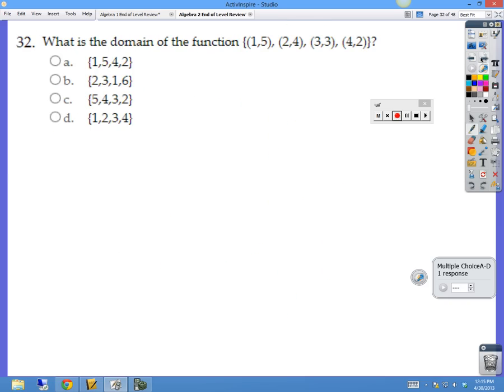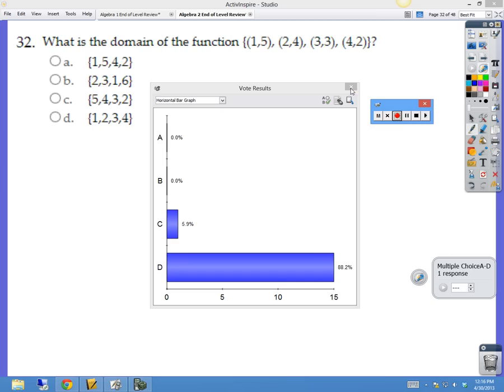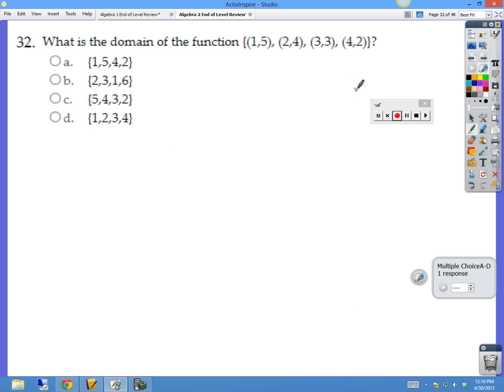Last one, we did 31. What about 32? What's the domain? Okay, your domain is x, so you gotta find whichever one has these 4 x's, a 1, a 2, a 3, and a 4. So it's gotta be D.